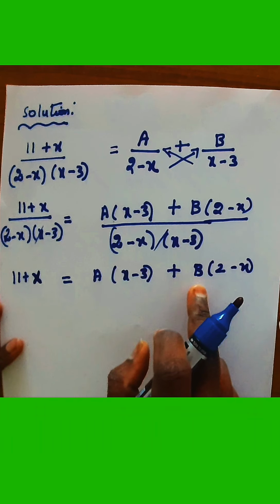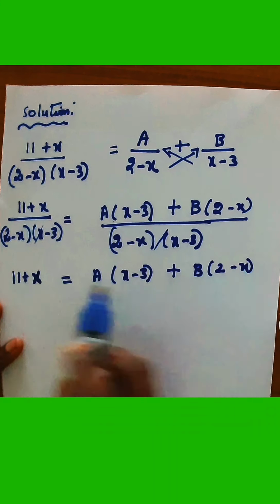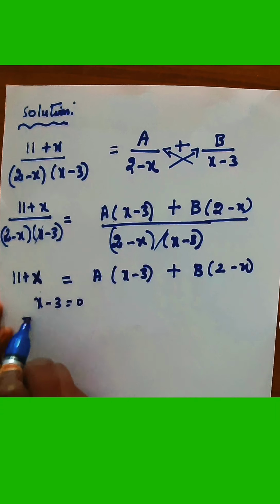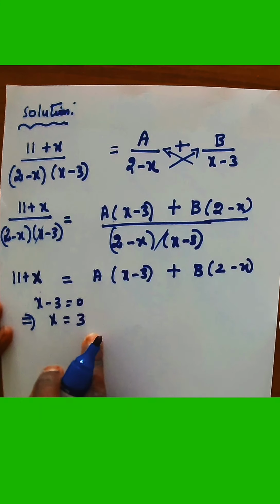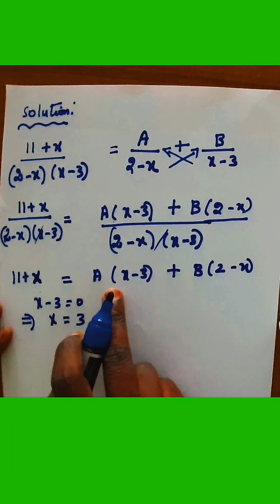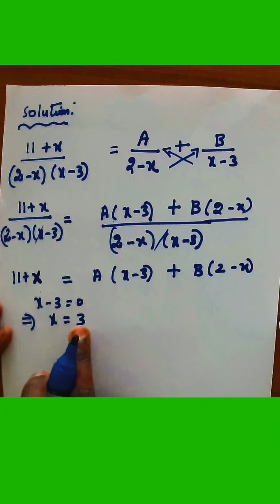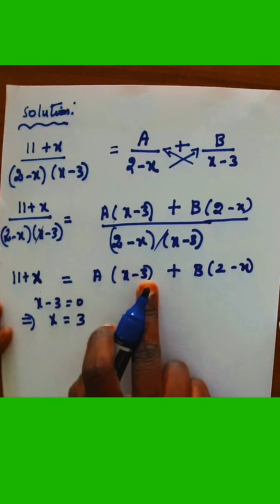For that, we will take the first term. We equate x minus 3 equal to 0. So minus 3, if it comes to the other side, is positive 3. x is equal to 3. We'll substitute this in the equation. We have to put x equal to 3. If I put x equal to 3, 3 minus 3 will become 0.